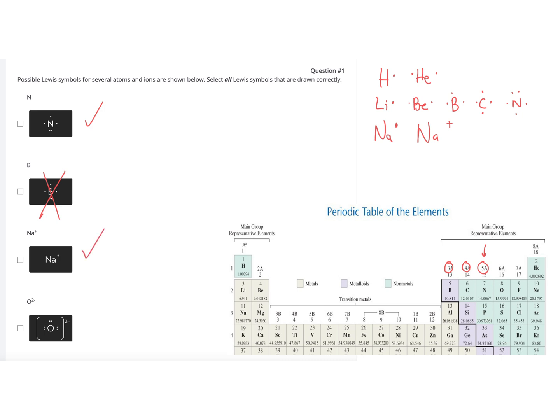And then for oxygen, oxygen would have 6 valence electrons. So 1, 2, 3, 4, 5, and 6. But we're not asked about oxygen, we're asked about oxide, which is oxygen gaining 2 more electrons. So we're going to add 2 more electrons in, and that's going to fill the entire octet of oxygen. So oxide should have 8 valence electrons in its outer shell. This one only has 6, so that would be incorrect as well.